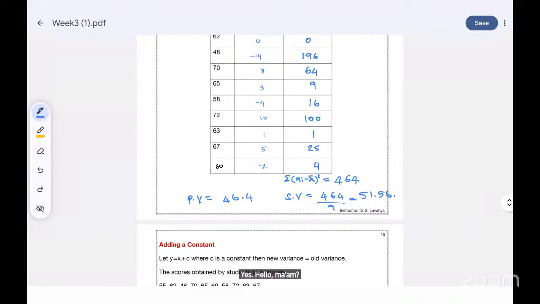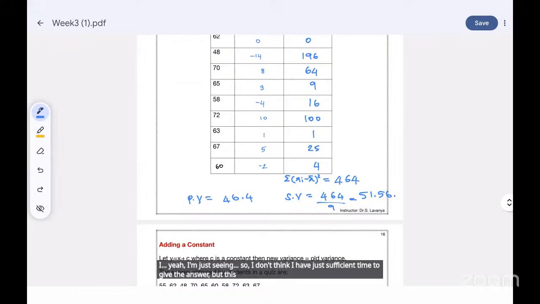Ma'am, why in the sample variance do we use n minus 1? So you are asking about the formula itself, right? Yes. This is an actually interesting question, but I don't think I have sufficient time to give the answer. It is a very good question, and it is important to know why it is n minus 1.